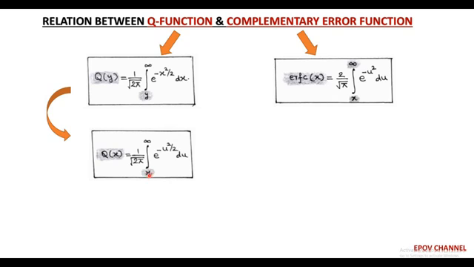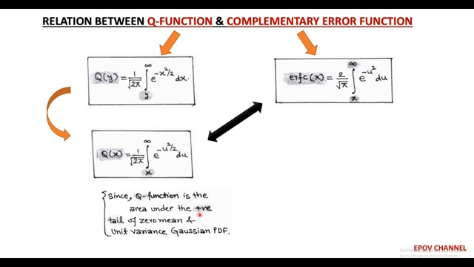So after making these changes, the Q function and complementary error function are quite comparable. Now, as we have already discussed, Q function is equal to the area of the positive tail of Gaussian PDF, and after comparison we find that the limits u equals x to u equals infinity show the positive tail of Gaussian PDF, that is called Q function. And these limits are same for complementary error function. So we can say that the Q function corresponds to the complementary error function.